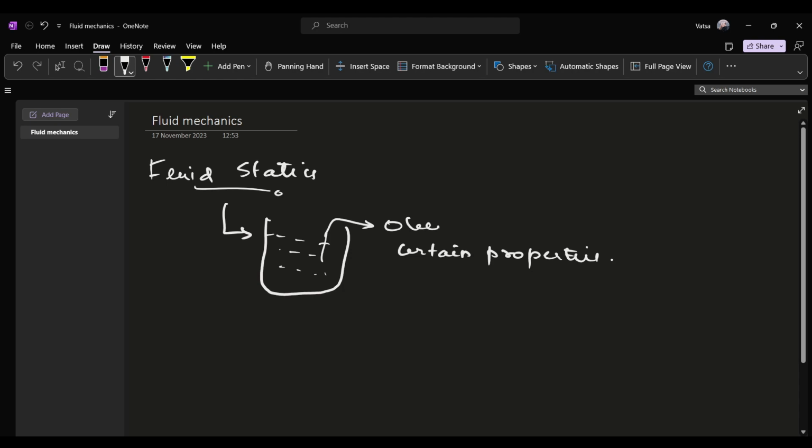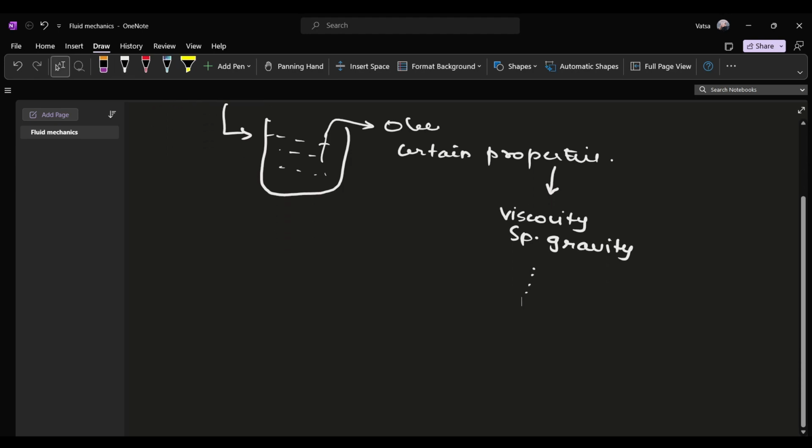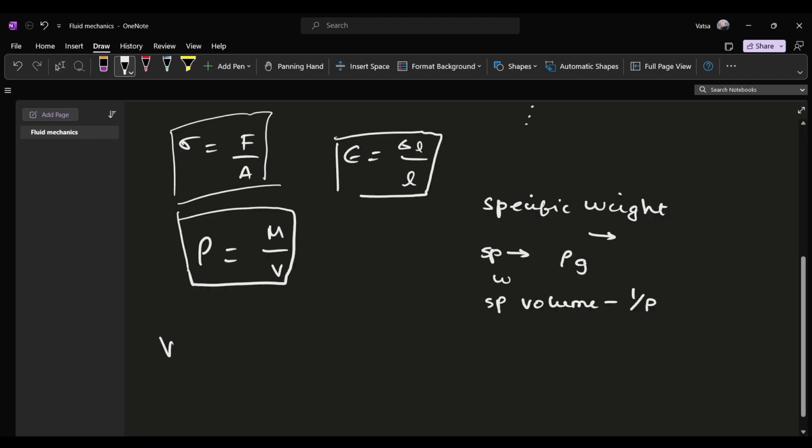These properties we'll be studying in detail, like viscosity, specific gravity, and a lot more. So we can go for the topic viscosity. Now we can go to the topic which is viscosity.